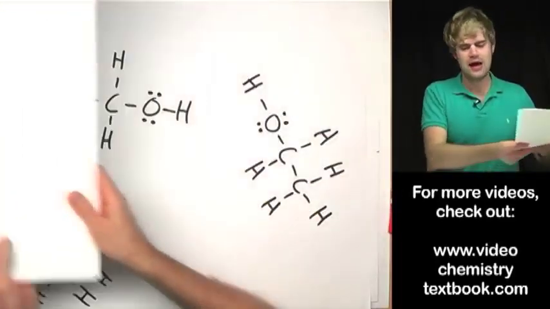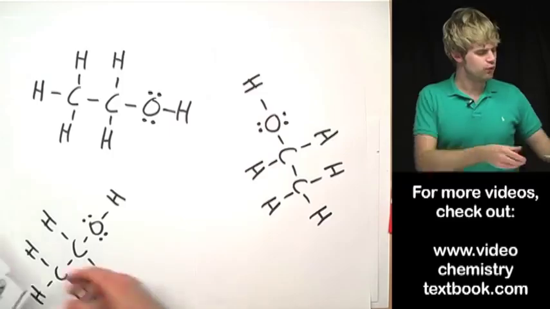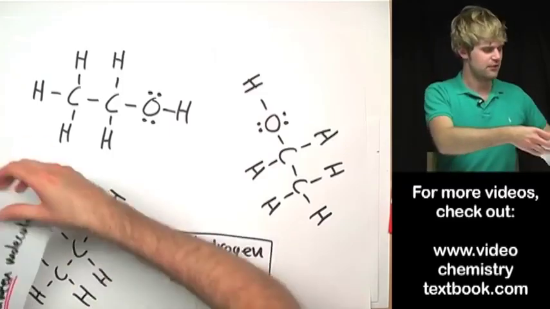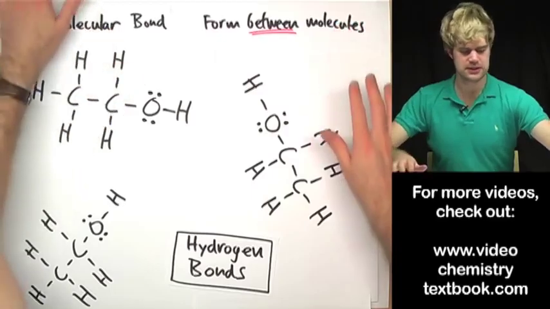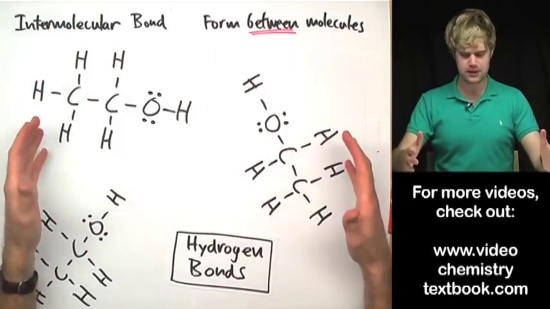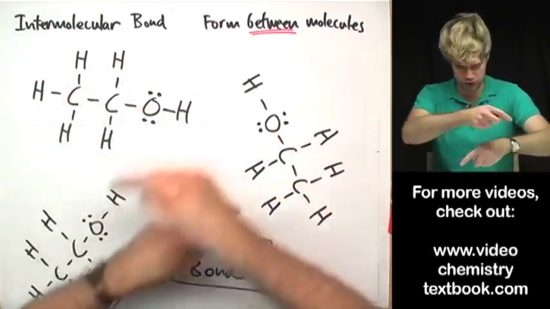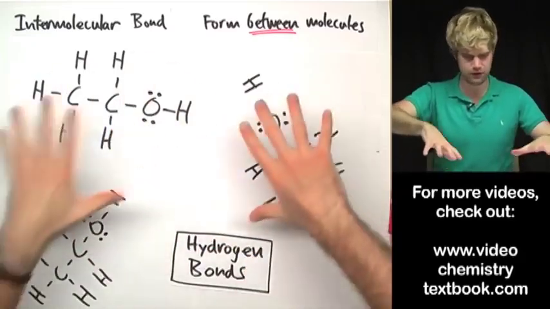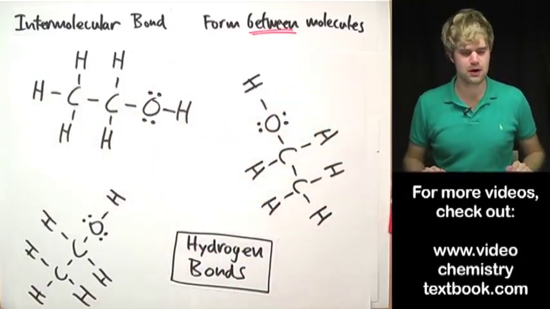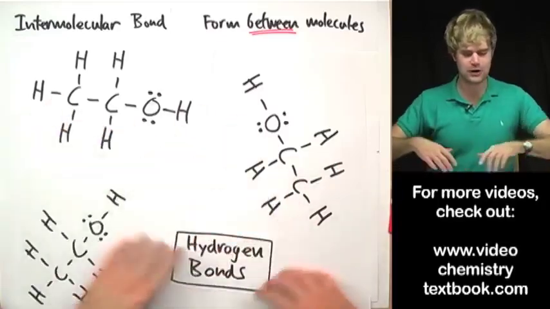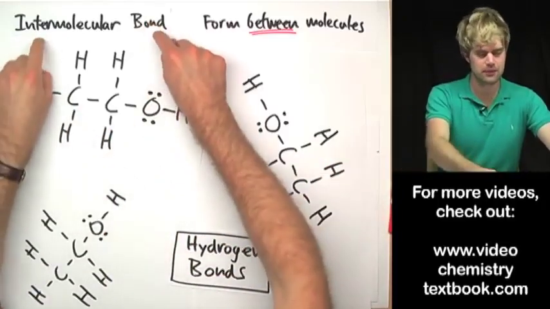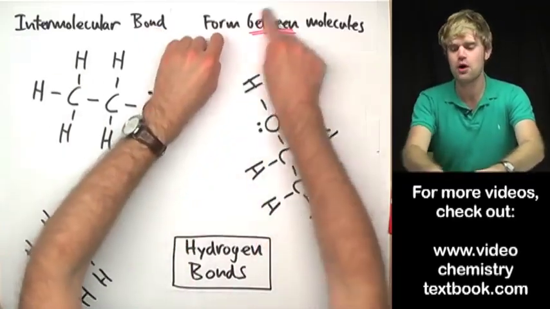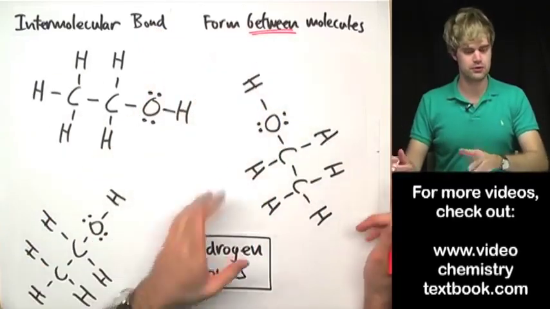So, ethanol is an alcohol, and if we could take a drop of ethanol and zoom in zillions and zillions of times in it, this is what we'd see. We'd see a bunch of different molecules all twisting around into different orientations, and here they are. So, where are the hydrogen bonds in these molecules? Well, as I said earlier, intermolecular bonds, hydrogen bonds, form between molecules, okay?